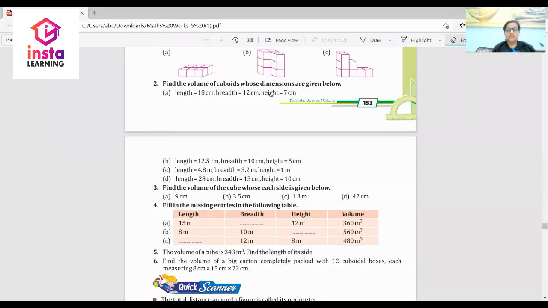Yes, exercise number 3.4. In that we have to know about the volume. Volume is when we know it is in liquid form also, or we can say if it is liter, milliliter. But when we want to know about the volume of a thing, length, breadth and height consist of volume. So here, find the volume of a cuboid whose dimensions are given below.